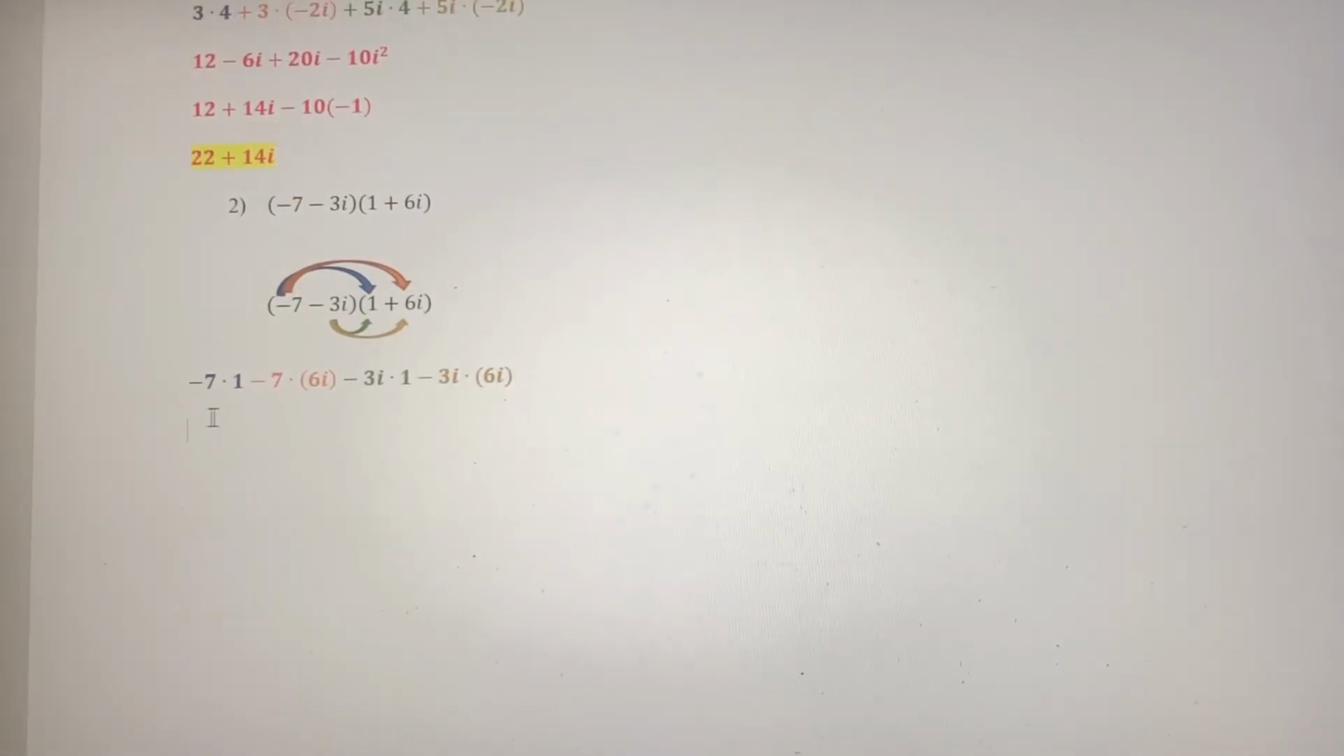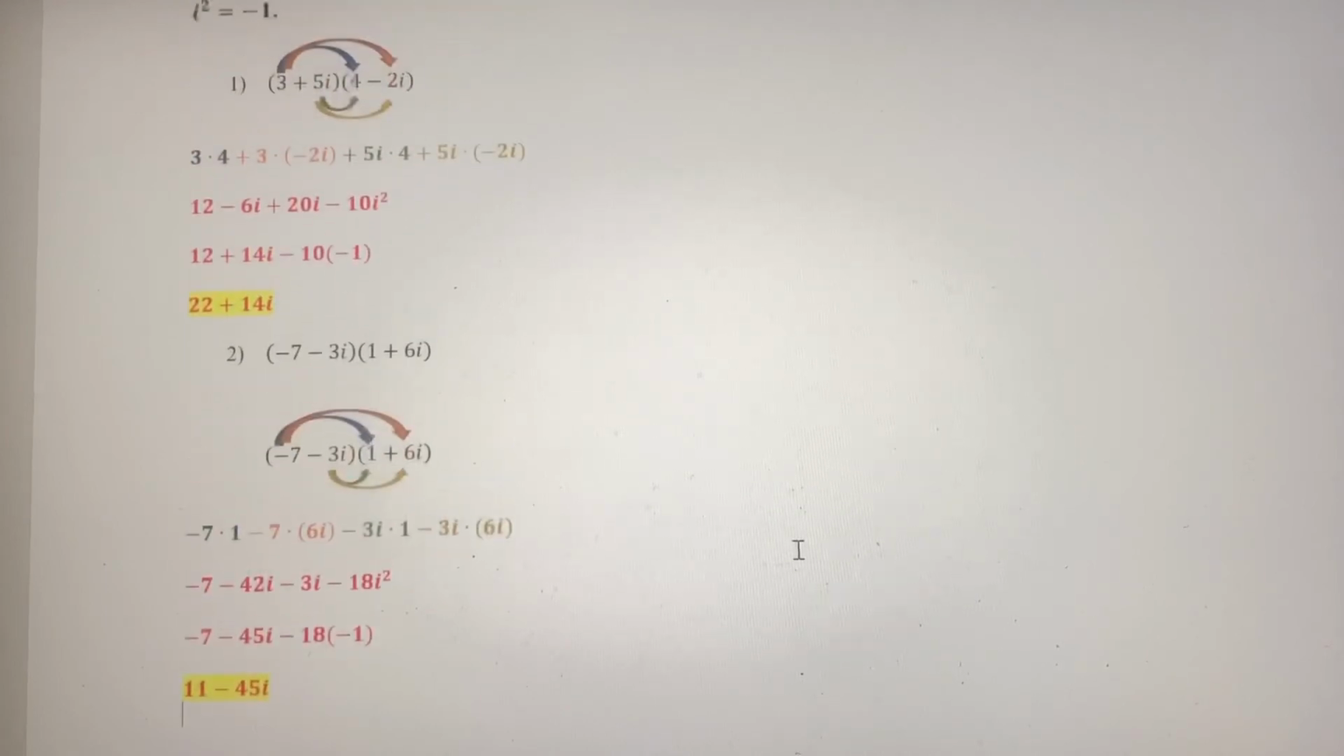So when I multiply those out, I get -7 minus 42i minus 3i, and then minus 18i squared. All right, so again, I want to combine these like terms in the middle. That's always going to happen when we're multiplying complex numbers. And I've got to substitute -1 in here for i squared. Okay, so that gives me -7 minus 45i minus 18 times -1. Okay, well, this minus 18 times -1 is a +18. And when I combine +18 with this -7, I get 11 minus 45i. Okay, so that's how you multiply complex numbers.